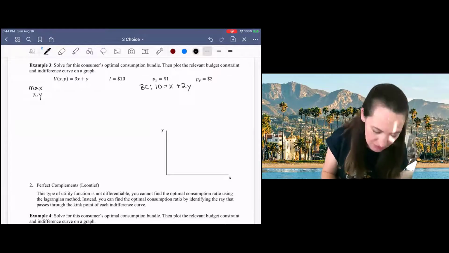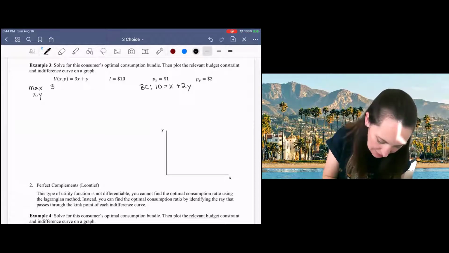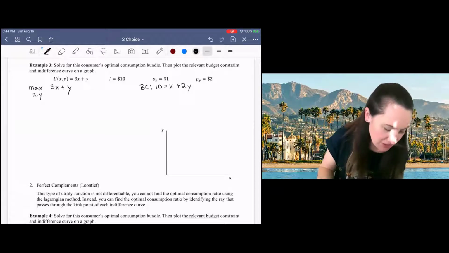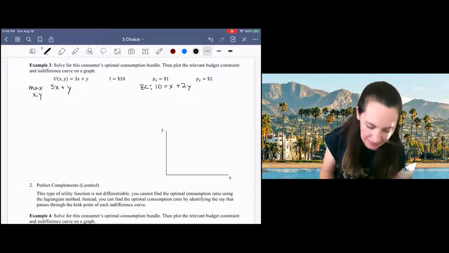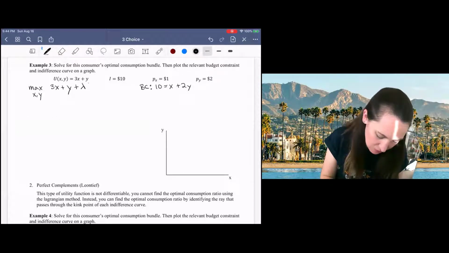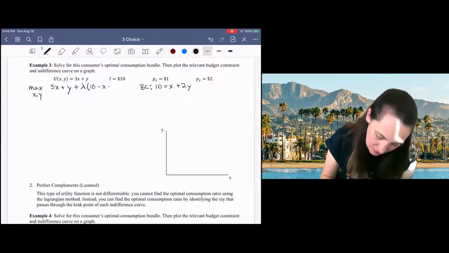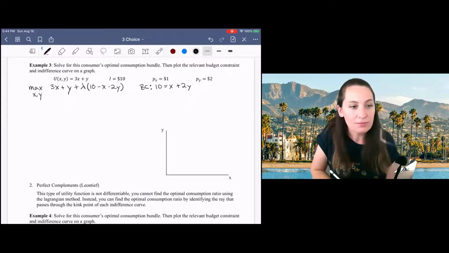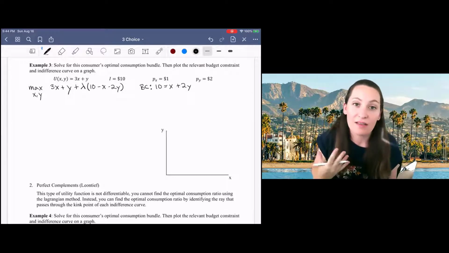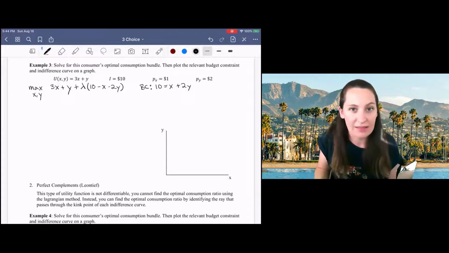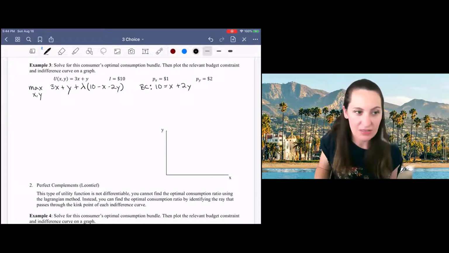We want to maximize with respect to both x and y. Our utility function is 3x plus y. And then we add on our budget constraint, rearranged so that it's equal to 0. There we go. Then we want to take the first order condition, meaning that we'll take the derivative with respect to both x and y and then set it equal to 0.